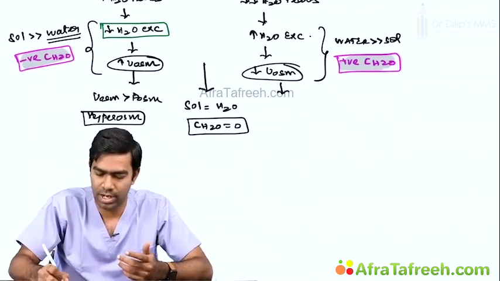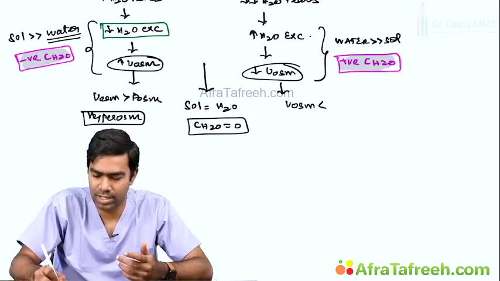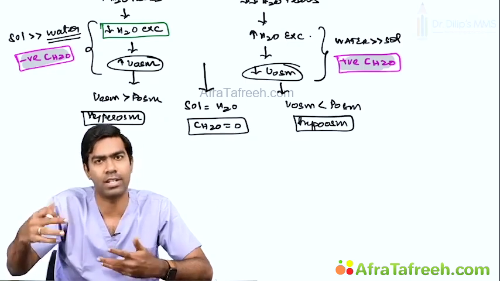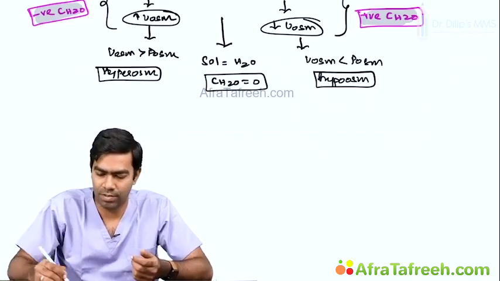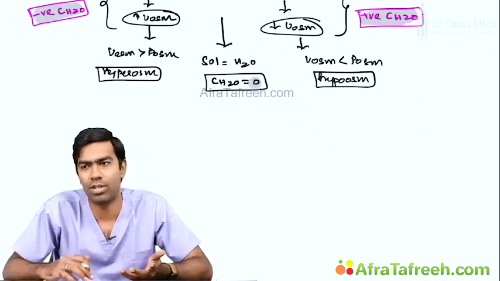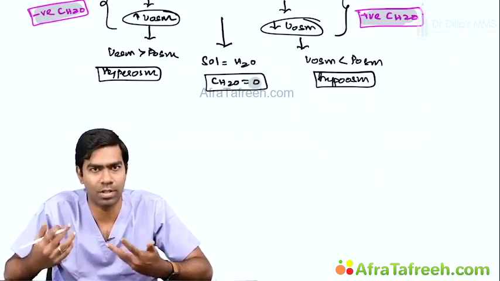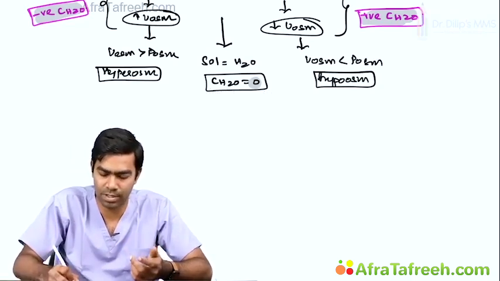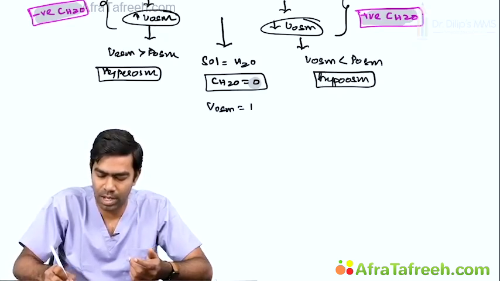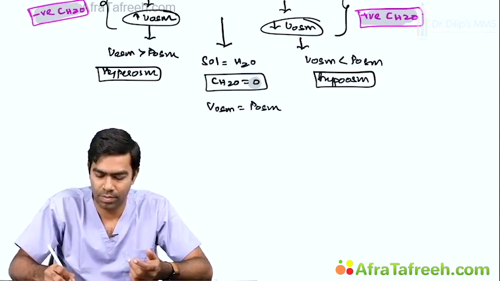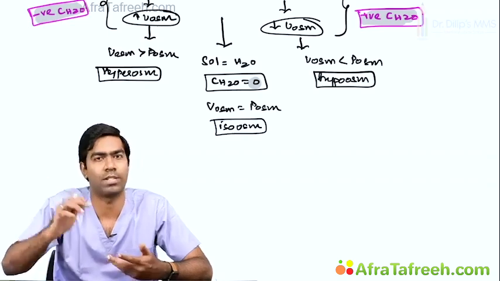Here I can tell the urine osmolality is actually less than the plasma osmolality, which means I am producing a hypoosmolar urine, not a hyperosmolar urine. Again, the gauge is the plasma, the comparison factor. Here, if the free water clearance is 0 and solute is almost equal to water concentration, the urine osmolality will be equal to plasma osmolality, which means I am producing an isoosmolar urine, isoosmolar in comparison with that of the plasma.